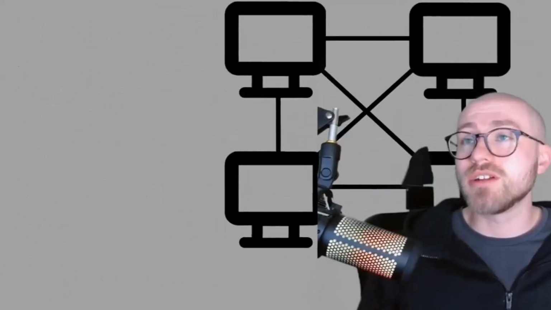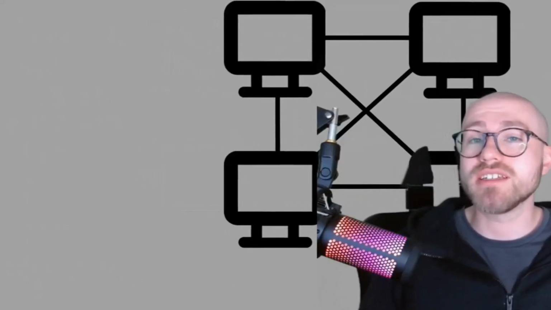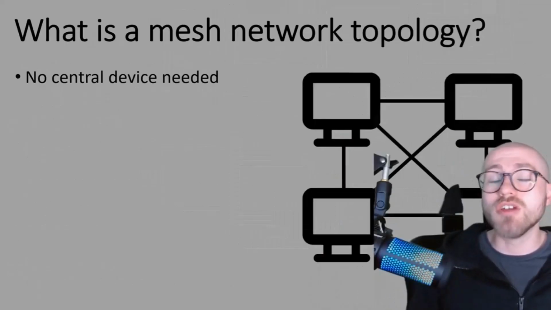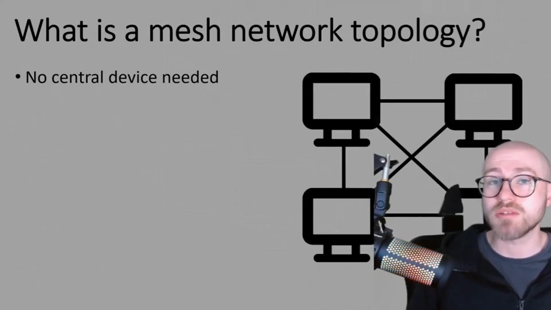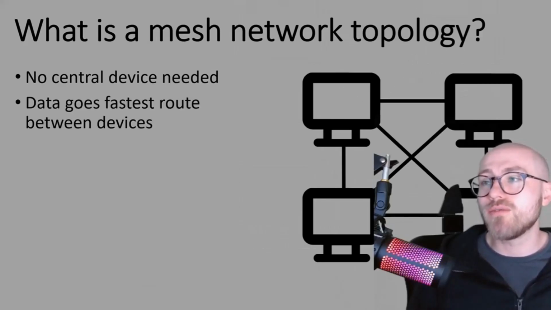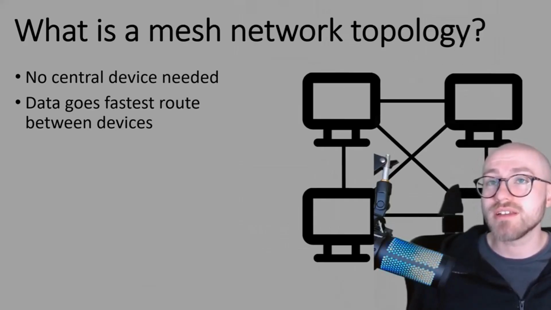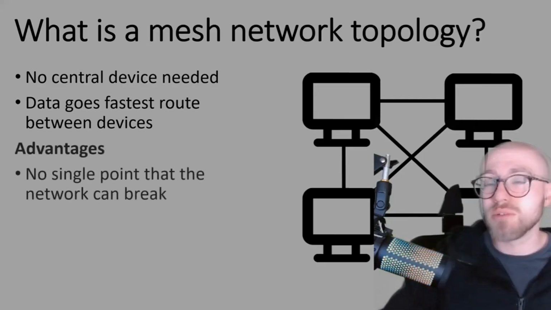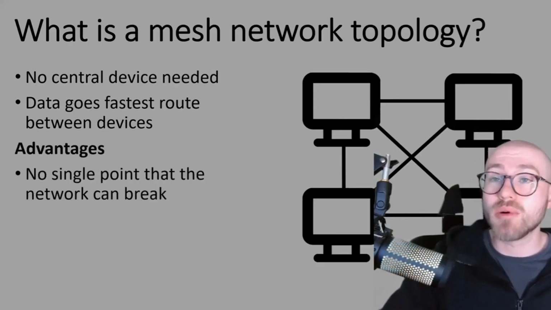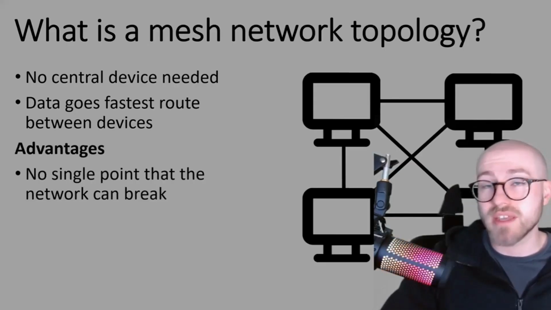So the other topology we're going to look at is the mesh network topology. Now, as you can see from the little diagram, you don't need a central device on this one. So you're already going to save a little bit of cost because you don't need to buy as much network hardware. All of the devices are fully connected. Sometimes it's referred to as a fully connected network. And the data will choose the fastest route between those devices. So because it's fully connected, there's no single point that the network can break, which is a big advantage.